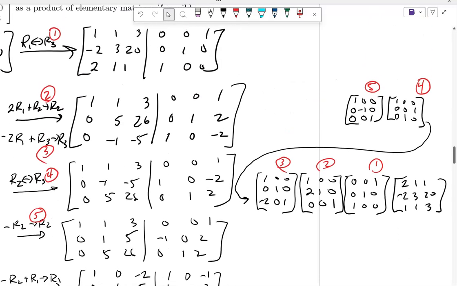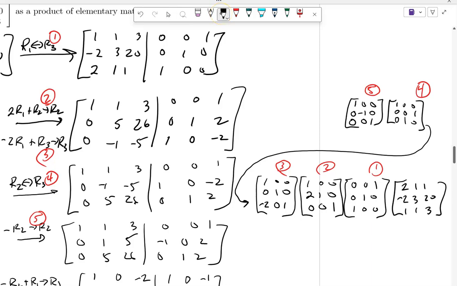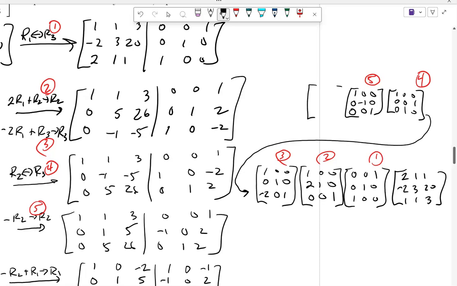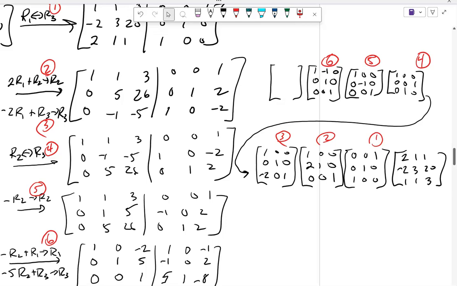The next one. 1, negative 1, 0. Oops, looks like I did 1 minus 1. 0, 1, 0. 0, 0, 1. Okay. And the next one. 1, 0, 0. 0, 1, 0. 0, negative, or 5. It was negative 5. Yep. Okay. That was this one down here.